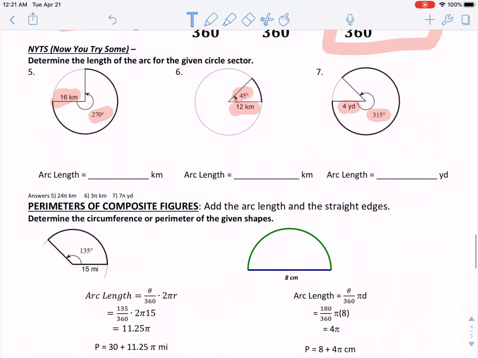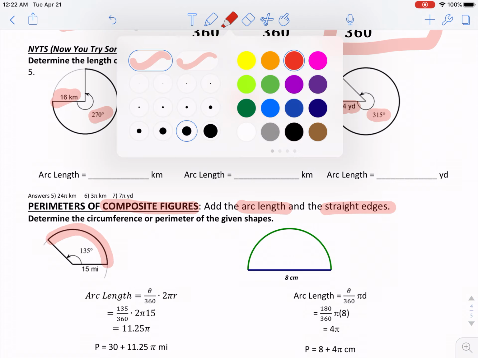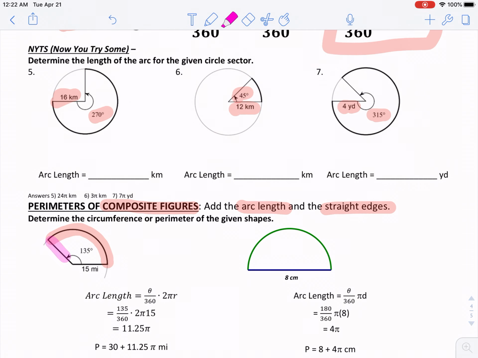The last step we're going to do on this is, what if we have a composite figure? All right, and what we mean by that is we have a straight edge and an arc. So we have something that bends or curves, and we have something that's straight. Well, all we're going to do is find how far it arcs, and we're going to add that to the straight part.